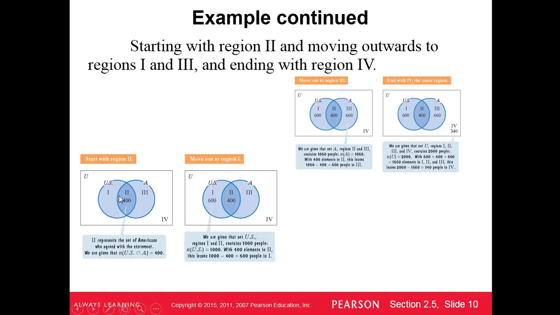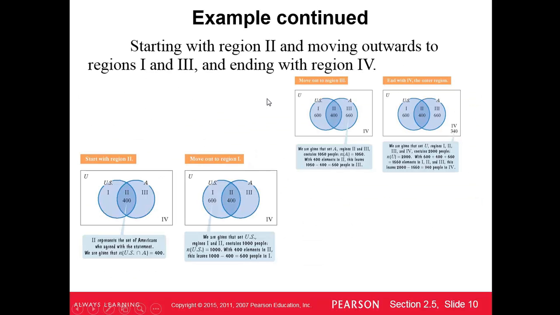So we're going to start in the center, and we find out that we had 400 people who were American who agreed. So that goes into where they overlap. Now we know that there were 1,000 total Americans who participated in that survey, which means that the rest of the American circle is 1,000 minus 400, or 600.